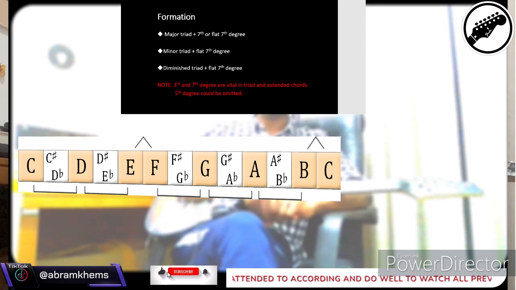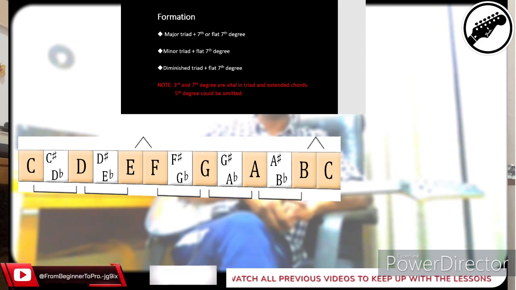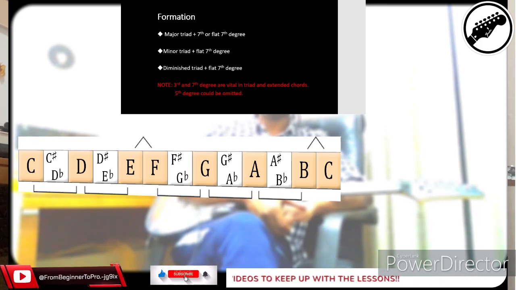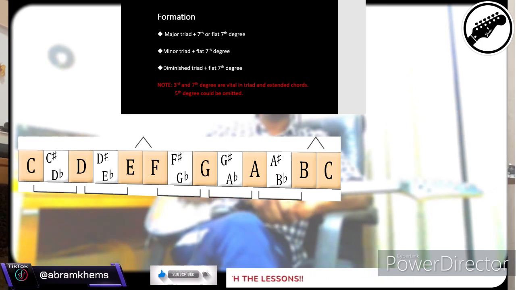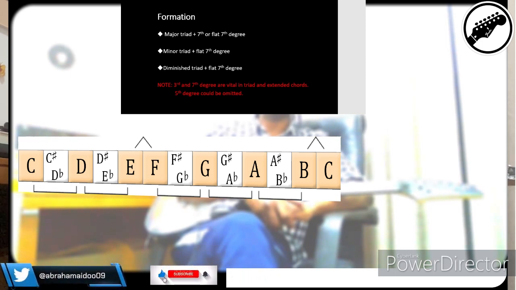Right. So I've explained the minor triad, and then we go to the diminished. The diminished as well is also going to take the flat 7. Okay, the flat 7. I will later on explain to you the other forms of the diminished chord. We can have the half diminished, and I will explain that later on.